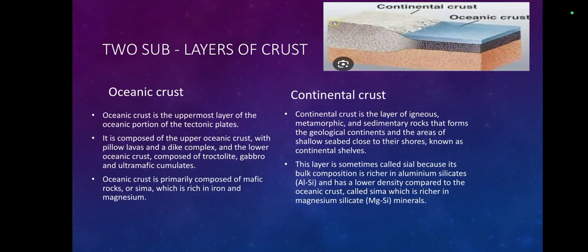First is the oceanic crust. Oceanic crust is the uppermost layer of the oceanic portion of the tectonic plates. It is composed of the upper oceanic crust with pillow lavas and a dike complex, and the lower oceanic crust composed of proctolite, gabbro and ultramafic cumulates. Oceanic crust is primarily composed of mafic rocks or sima, which is rich in iron and magnesium.